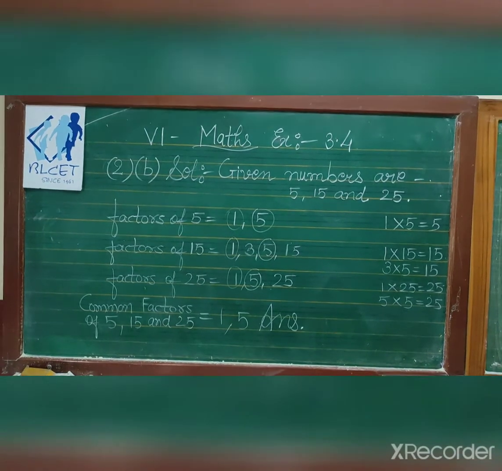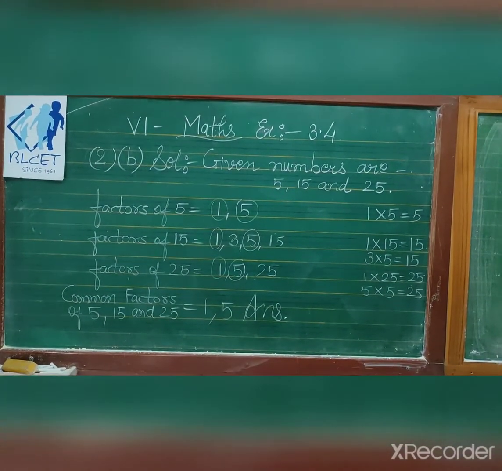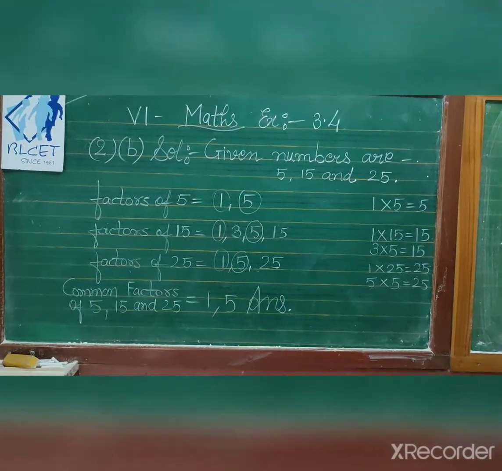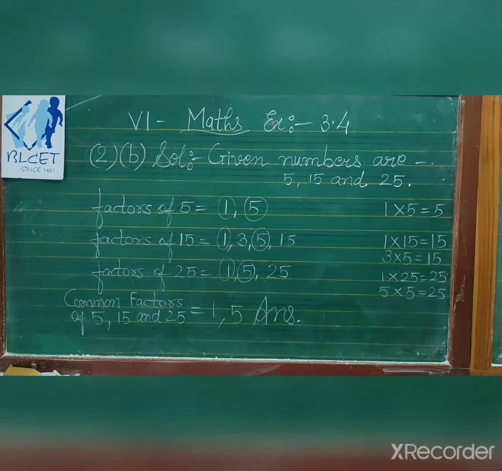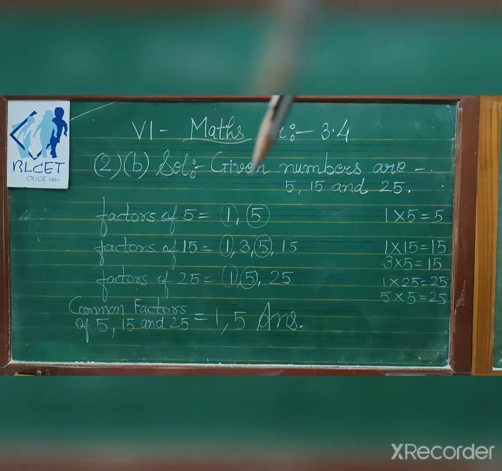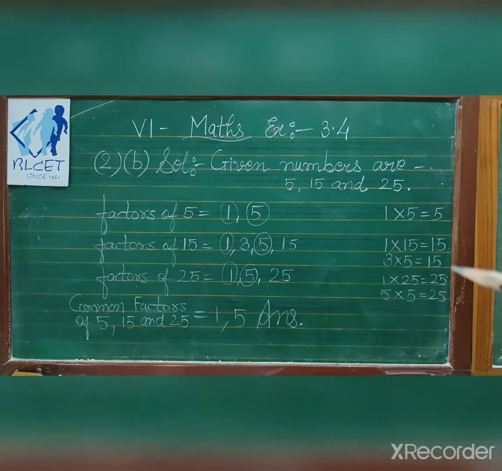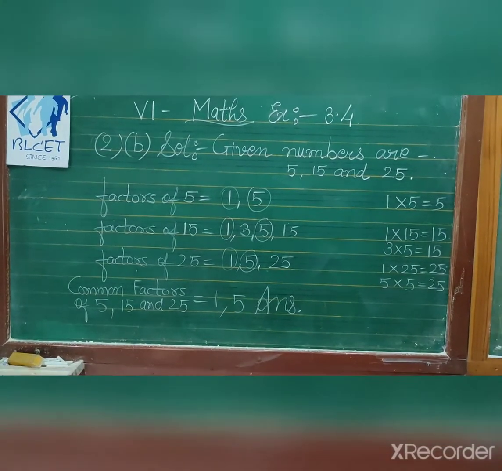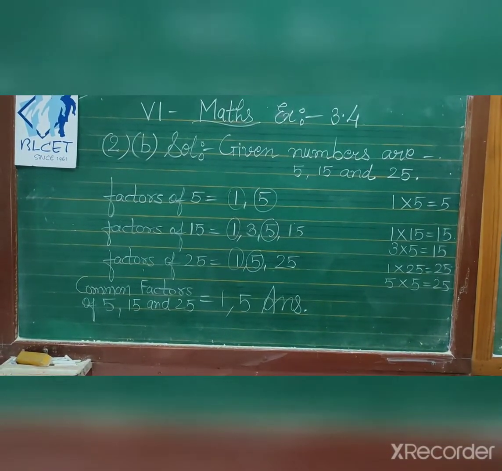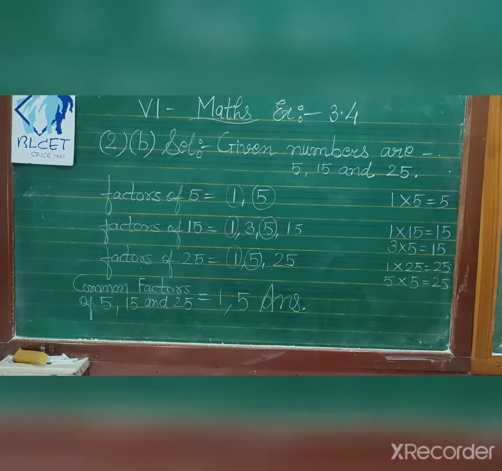Now question number 2 part B. Given numbers are 5, 15 and 25. You can see factors of 5. 5 is a prime number, so it has only 2 factors. Factors of 15: 1 times 15, 3 times 5. And factors of 25: 1 times 25, 5 fives are 25.